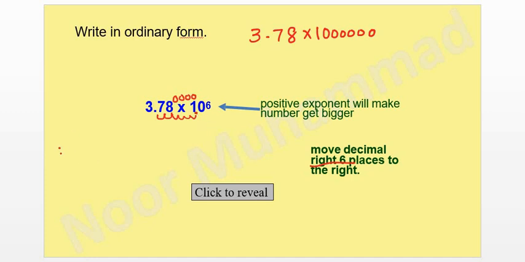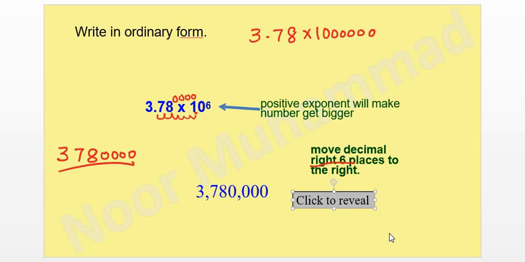So our answer will become 378, and with that we will be having 4 zeros. So this will be our final answer.